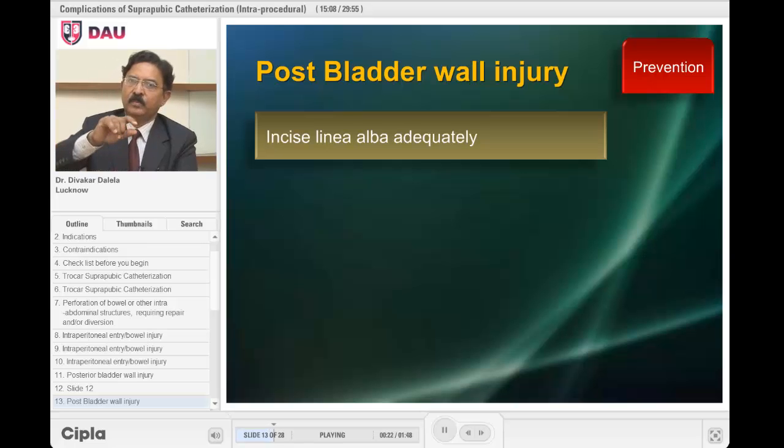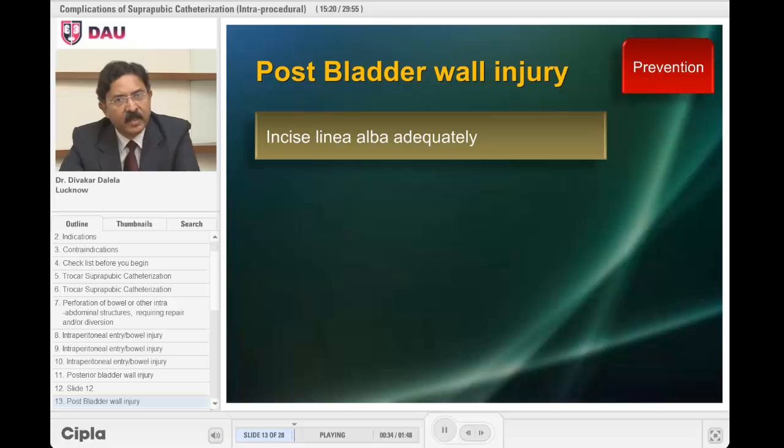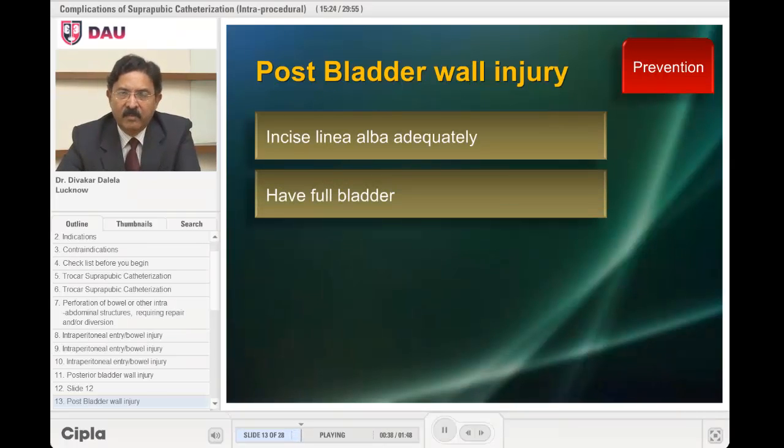You should also have some kind of a restriction mechanism on the trocar so that it does not over enter the bladder. You can hold it there, put a mark, something you can put on the trocar itself so that it does not over advance into the bladder. Always have a full bladder, because if you have a full bladder, then the distance between the anterior wall of the bladder and the posterior wall of the bladder is more.